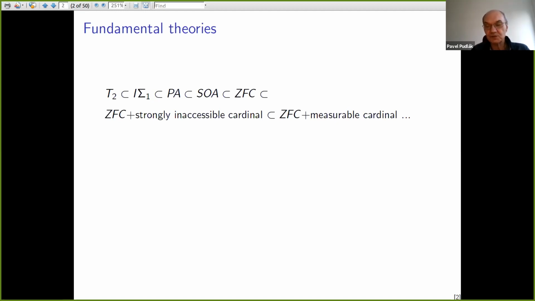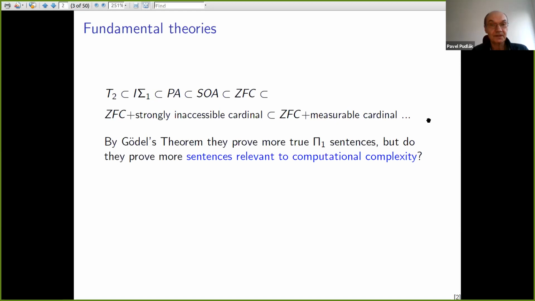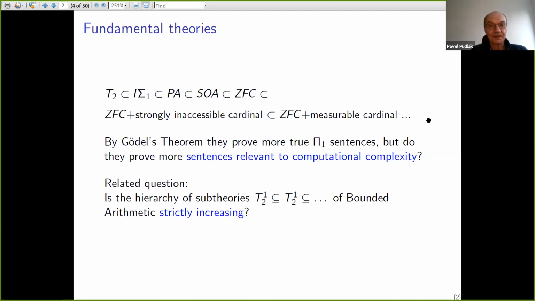And these theories are stronger. We can prove that they are stronger because of Gödel's theorem. They in fact prove more true pi1 sentences, assuming that these theories are true, that they describe the true sentences of arithmetic. But the question that is interesting for us is whether they prove more sentences relevant to computational complexity. This is what we would like to know. So this is one thing that we can ask.